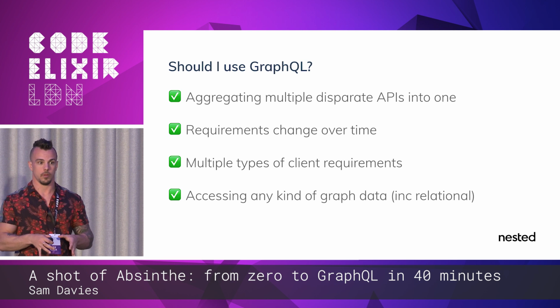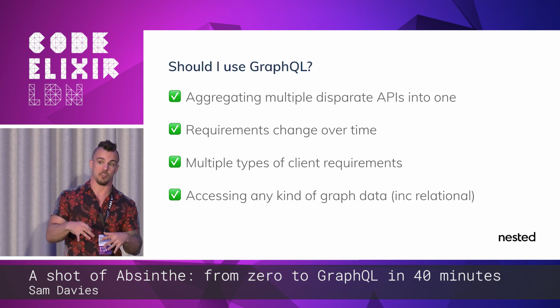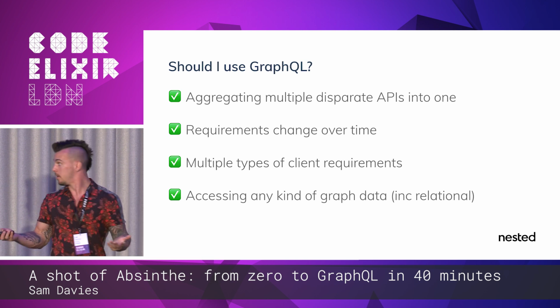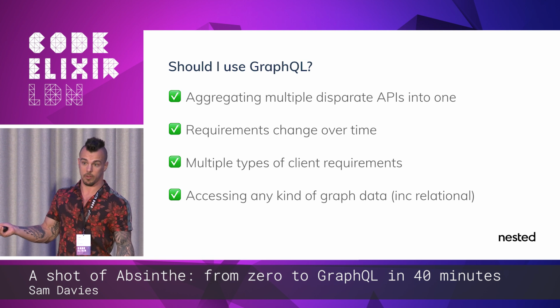our admin tool, and we also have some reporting systems. And both of them use the same schema. They query it in very different ways, but they're both able to use the same schema, and they're both able to get what they need. And certainly, if you're accessing any kind of graph data, GraphQL is the right choice.